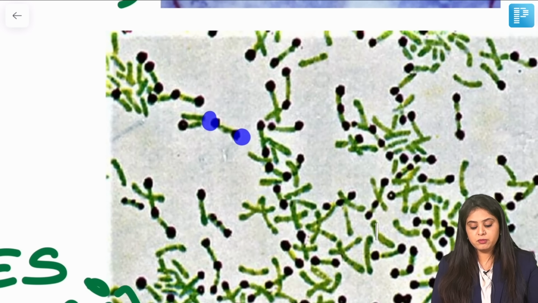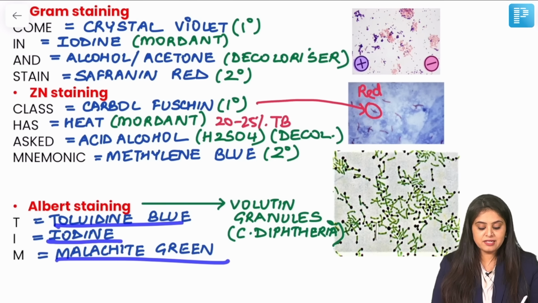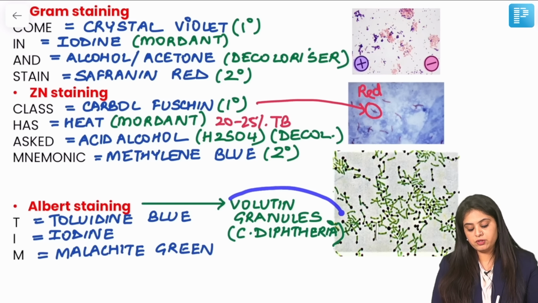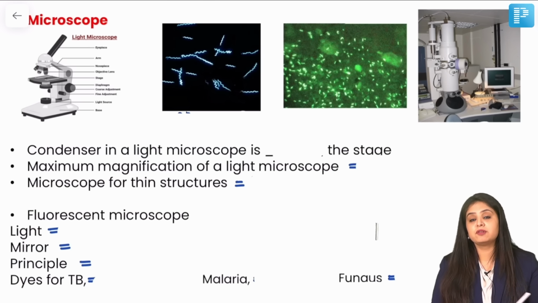The granules are bluish purple in color, the organism is green in color, so you need a blue and a green stain. The blue one of course is toluidine blue, and the green one is going to be malachite green. In between, what you add is iodine. That's why the stain is used for volutin granules of diphtheria. Now the three stains are done, we move on to all the different microscopes.